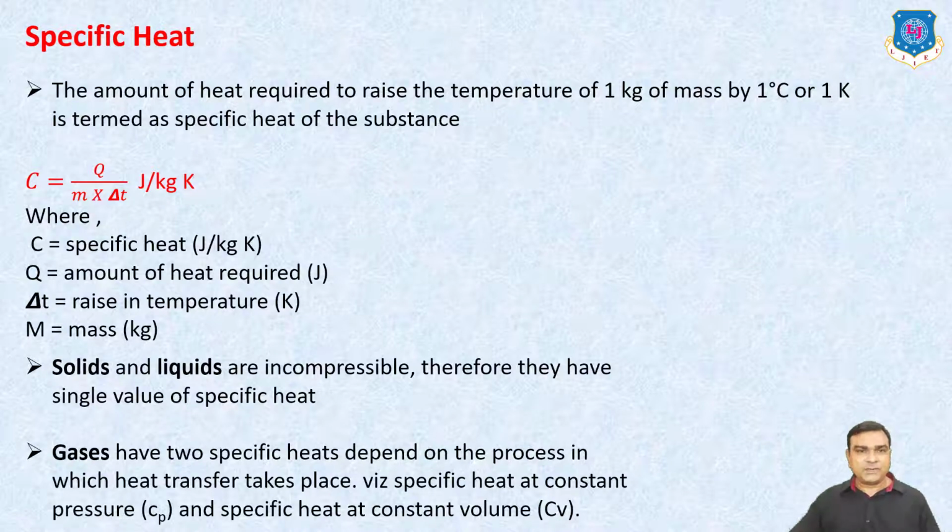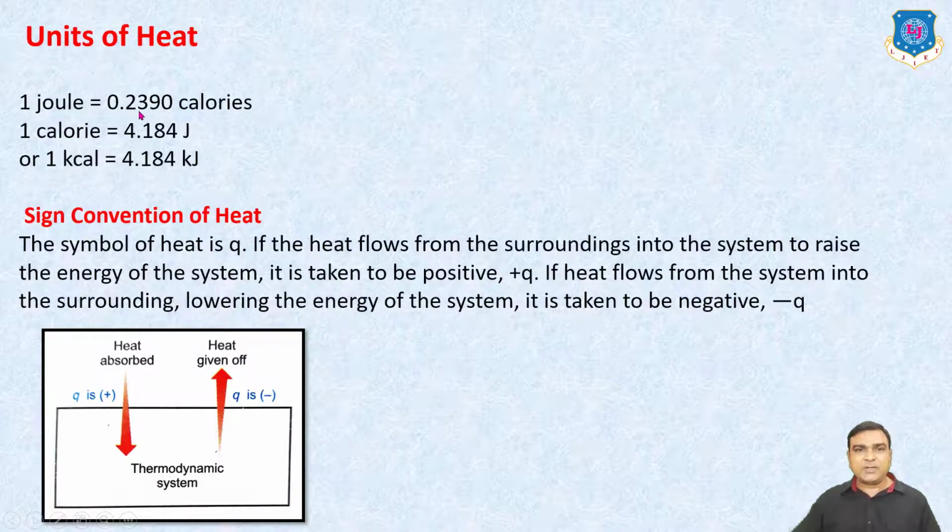Unit of heat. 1 joule is equal to 0.2390 calories. 1 calorie is equal to 4.184 joule, and 1 kilocalorie is equal to 4.184 kilojoule.